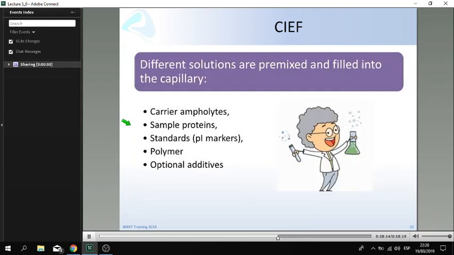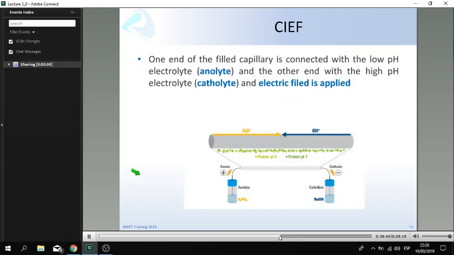And then you pre-mix all the different solutions and you fill them into the capillary. So in your capillary you have your carrier ampholytes that will make your pH gradient. You put your sample proteins, you put your standards, so things like pI markers. They're almost like molecular weight markers, we discussed them as well. So something that has a known pI, so that you can help it to control. You add polymers to help you neutralize EOF, and then maybe some other additives like urea to stop your protein from aggregating, for example. So everything is added into a capillary.